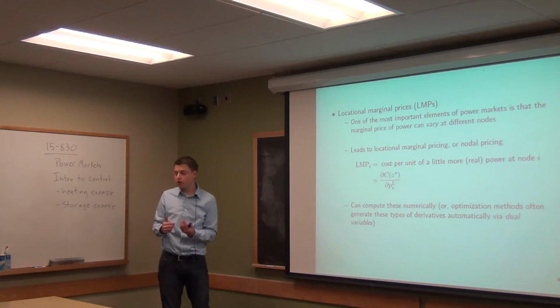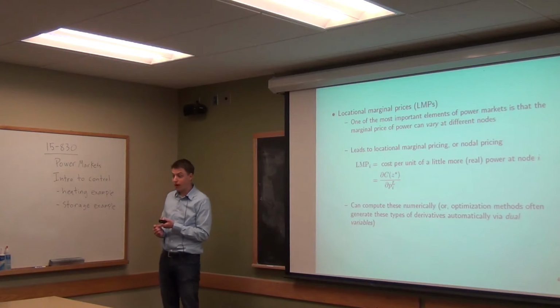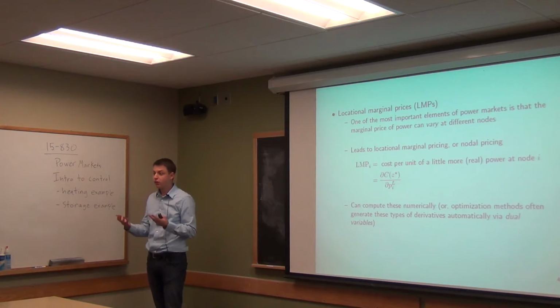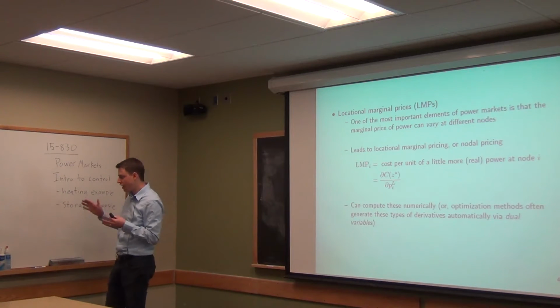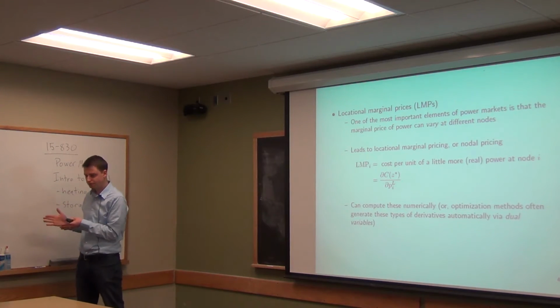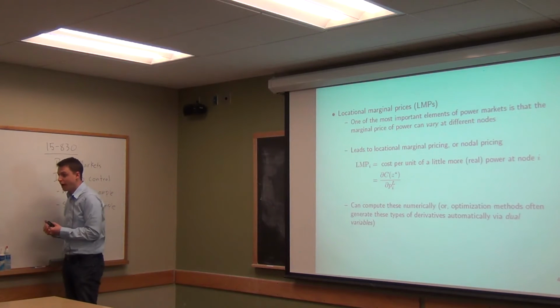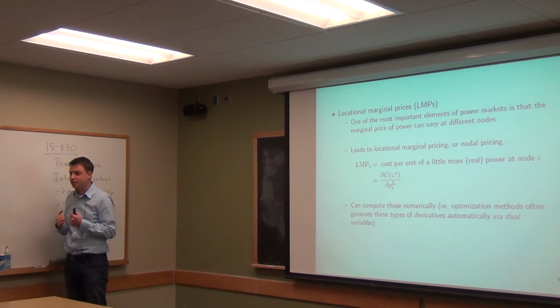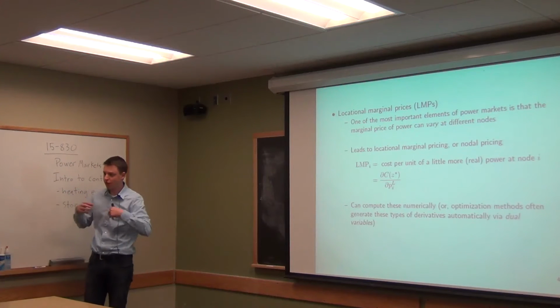But at a generation node, if you're already at your maximum amount of power, then the LMP will not be that derivative. Because if you're generating the maximum power at a generator and you want a little bit more power there, you would need to get power from somewhere else.